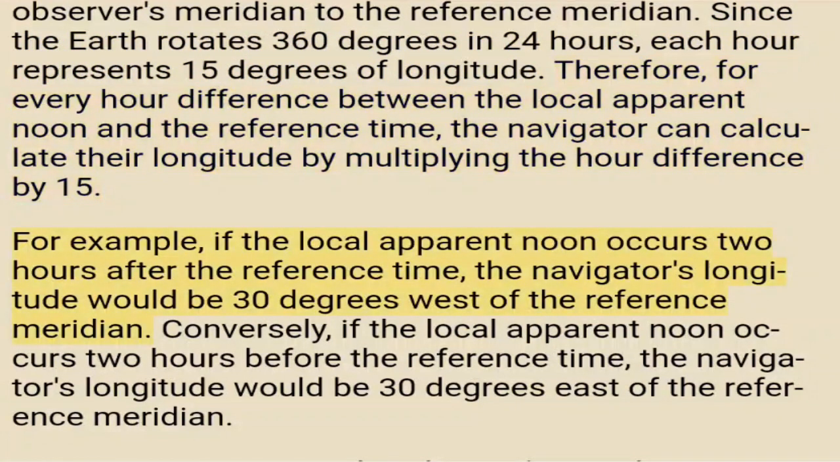For example, if the local apparent noon occurs 2 hours after the reference time, the navigator's longitude would be 30 degrees west of the reference meridian. Conversely, if the local apparent noon occurs 2 hours before the reference time, the navigator's longitude would be 30 degrees east of the reference meridian.